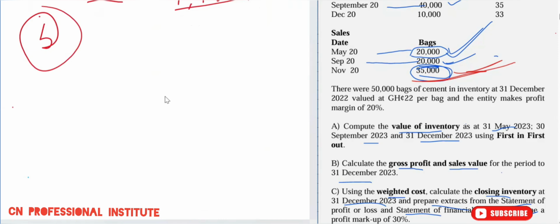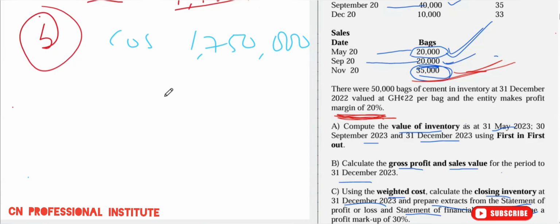Now, what's our cost of sales? Our cost of sales, which is the same as cost price, is 1,750,000. Now, from this cost of sales, we can get our profit. We are given, if you check this place, that there's a margin of 20%. And we know margin is always calculated on selling price, and markup is on cost price.